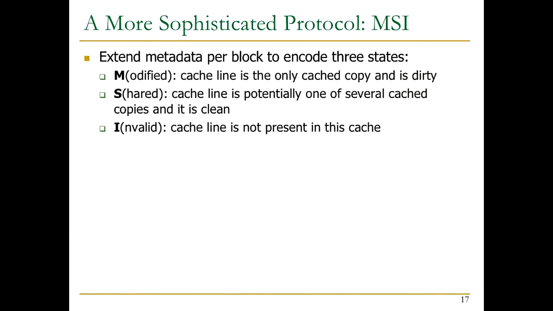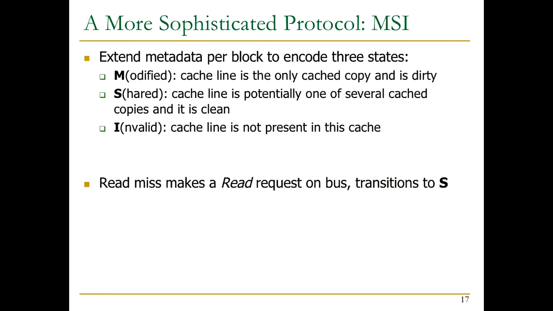If a block is modified, that means that the cache line is the only cached copy here in this processor, and it is dirty. So essentially, you have exclusive access to it, right? Shared means the cache line is potentially one of several cache copies, and it is clean. It may be the only copy, but you don't know that. But it's clean, meaning that the copy this processor has in the shared state is the same as the copy in memory. And if some other cache has it, those are all same copies. So all of the processors can read without notifying each other, right? Invalid means the cache line is not present in the cache. If you don't have a block, then it's invalid.